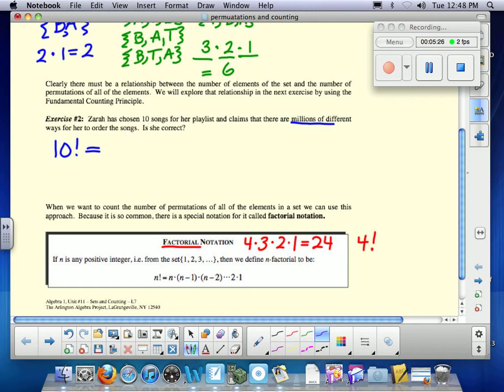No. So I have 3, 6, 2, 8, 8, 0, 0. Wait, is that a no? That's 3, no. It's 3,628,800. So it isn't millions. So she does have millions.